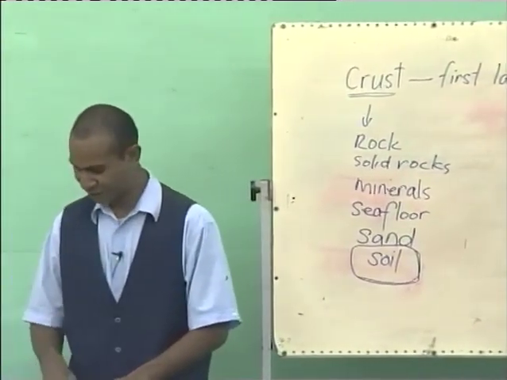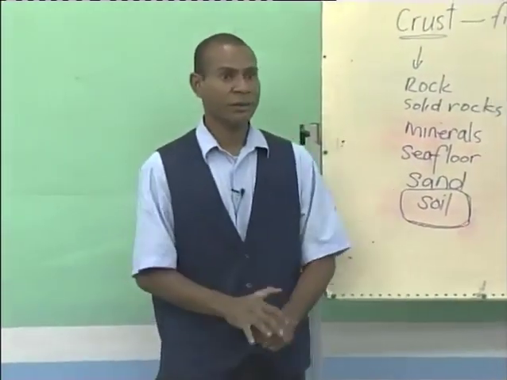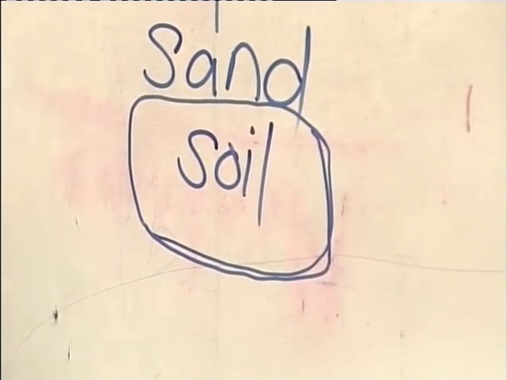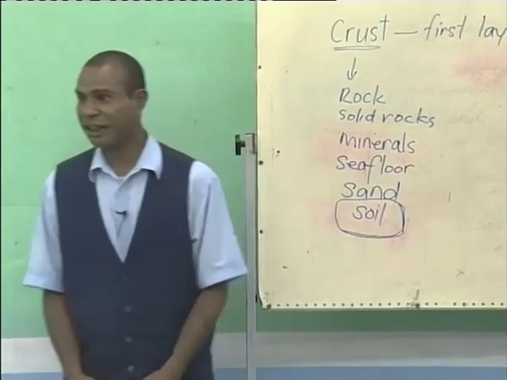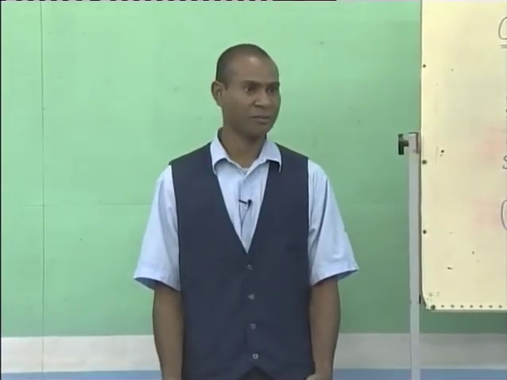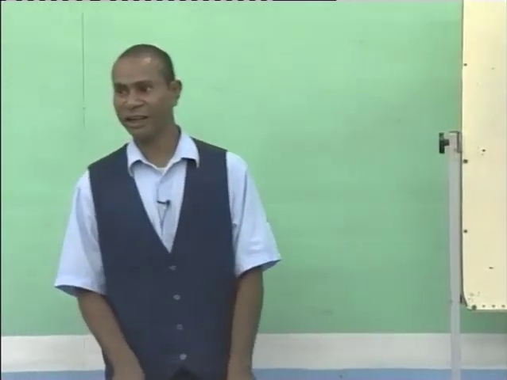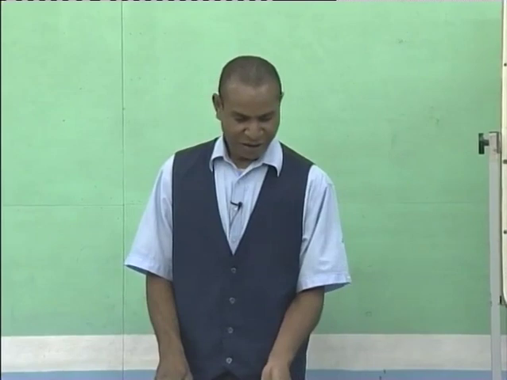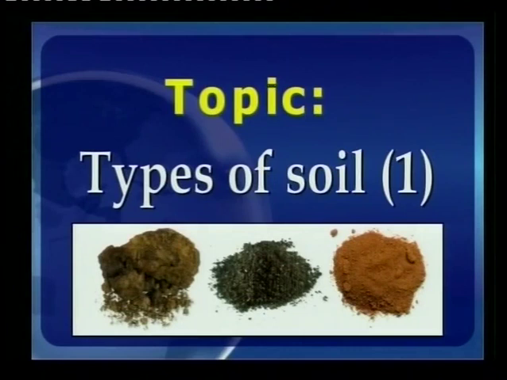What is it, class? Soil. Soil. So our topic for today is types of soil. Number 1. So we will look at the types of soil. Now, soil takes millions of years to form. And it is the covering of the Earth's crust, which we use every day. So today our topic will be on soil. The first lesson.